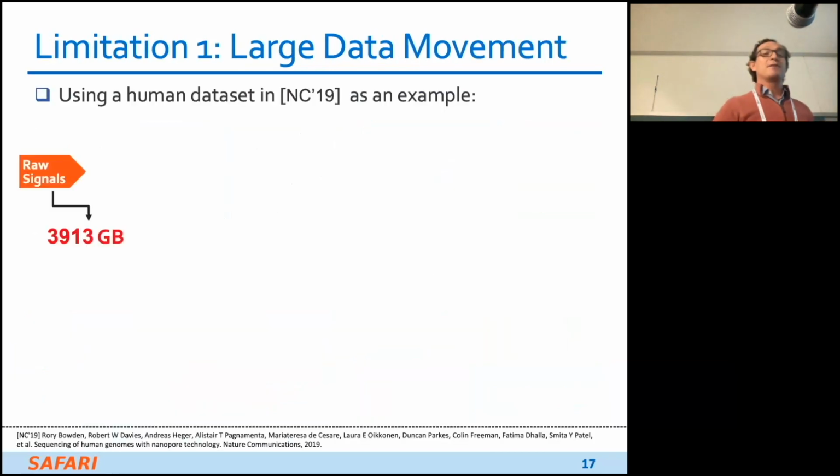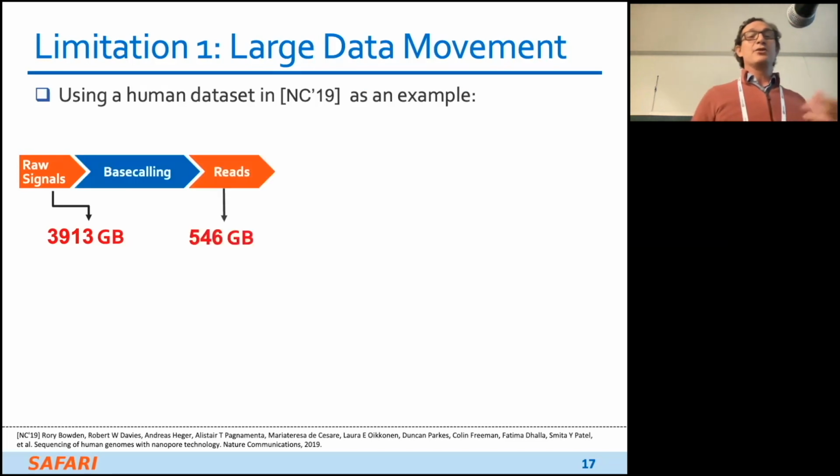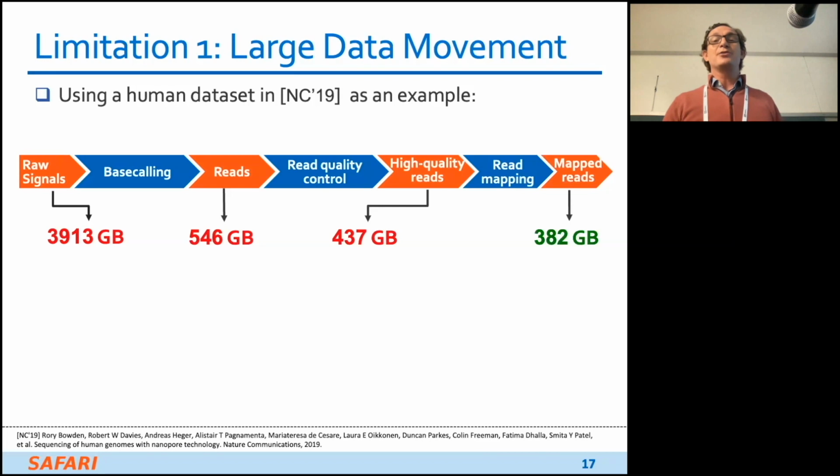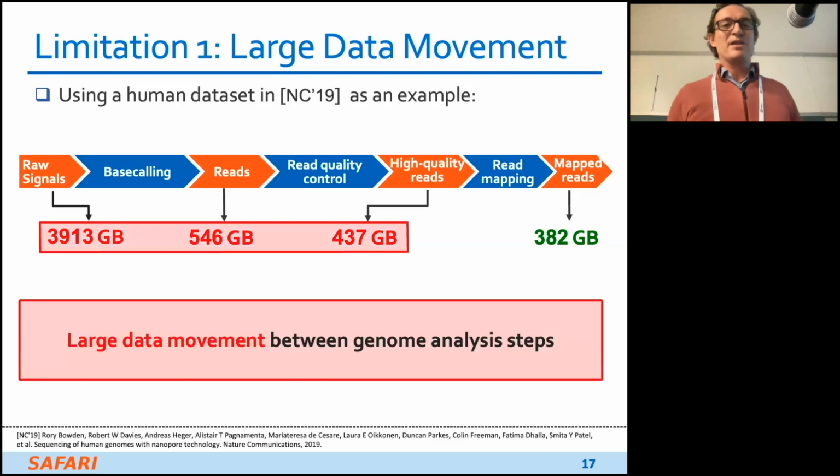So let me give you an example of the amount of data. Raw signals in a single human genome are about 4 terabytes, as you can see. Base calling reduces it to 500 gigabytes or so. You do read quality control, you eliminate some of them. And then you do read mapping, and it goes down to 400 gigabytes. This is a single genome. If you are doing metagenomic analysis, you may be working on thousands of these together. So it's actually a lot of storage in the end. You can see that there's large data movement between these different genome analysis steps that we're trying to eliminate.